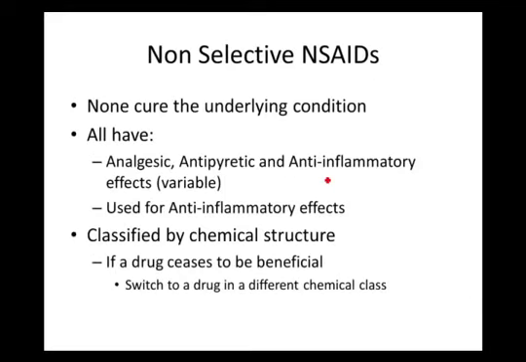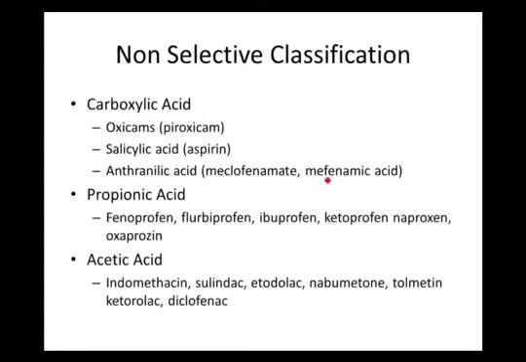So how about looking at some of the non-selective NSAIDs? Remember, none of these drugs essentially cure the underlying condition. They all have some degree of analgesic, antipyretic, and anti-inflammatory effects. We typically classify these drugs by chemical structure, so there's a structure-activity relationship between all those different COX inhibitors. Most people start a patient on one of the drug classes, and if it doesn't work, they just change them to a different drug class. And what are those drug classes?